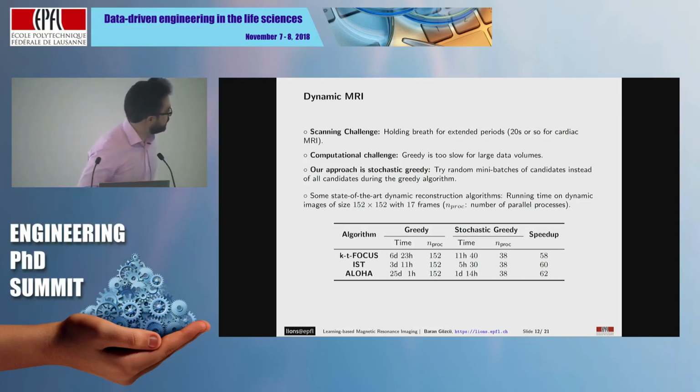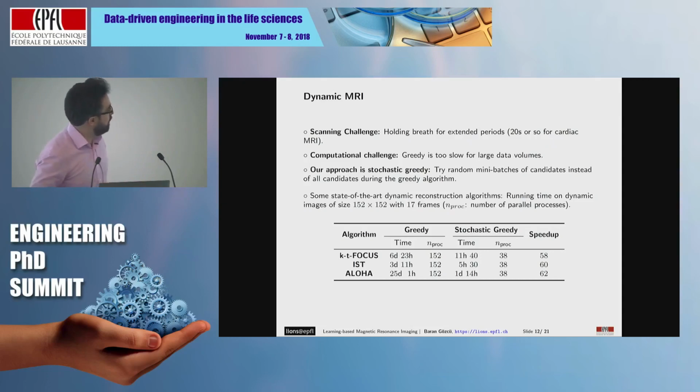For example, here you see greedy versus stochastic greedy for different reconstruction algorithms. These are state-of-the-art reconstruction algorithms for dynamic MRI. For this experiment, we use different numbers of cores in the computational cluster. That's why when we adjust for that difference, we see around 60 times speed up, which makes this practical. For example, in 5 hours instead of 1 day, one can optimize the mask for this setup.